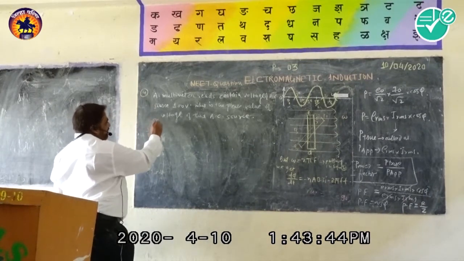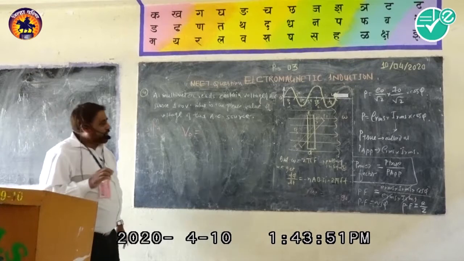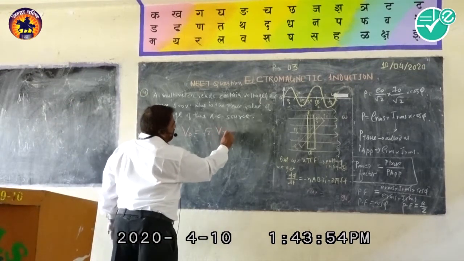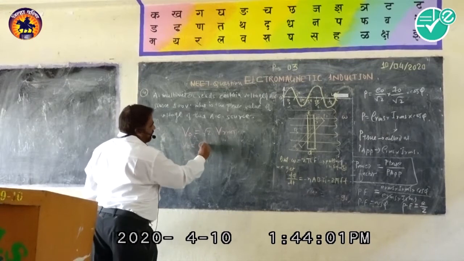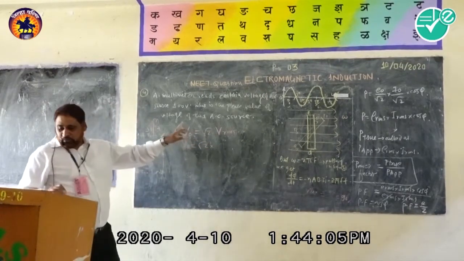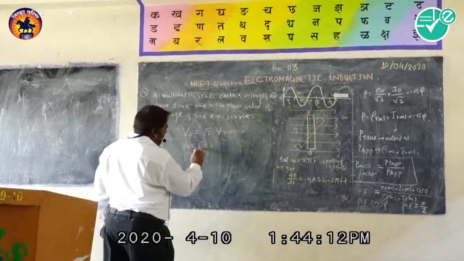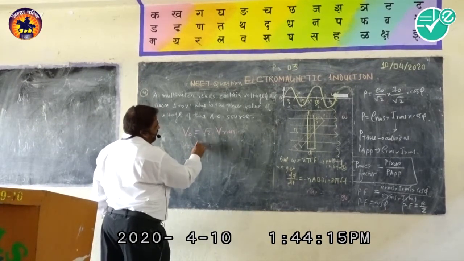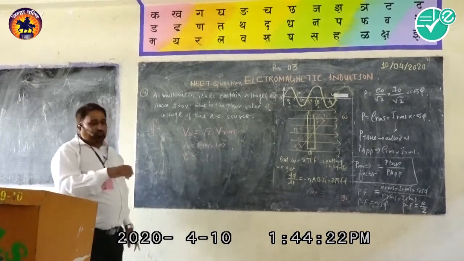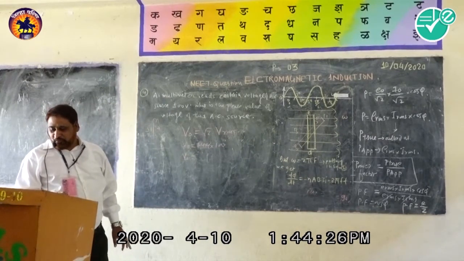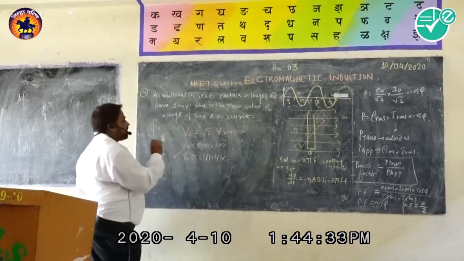Solution is, we are interested to calculate V0, that V0 is equal to root 2 into V root mean square value of that voltage. That is V0 is equal to root 2 into, what is that V RMS value? It is 1.414 into 100. So in this way, the peak value of the voltage is 141.4 volt. So this is the correct answer.